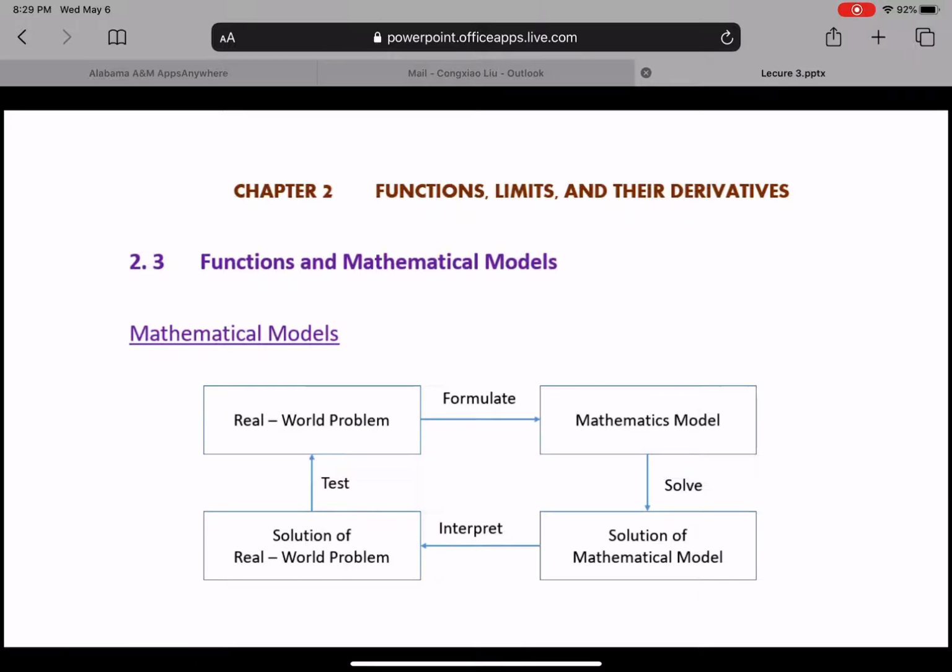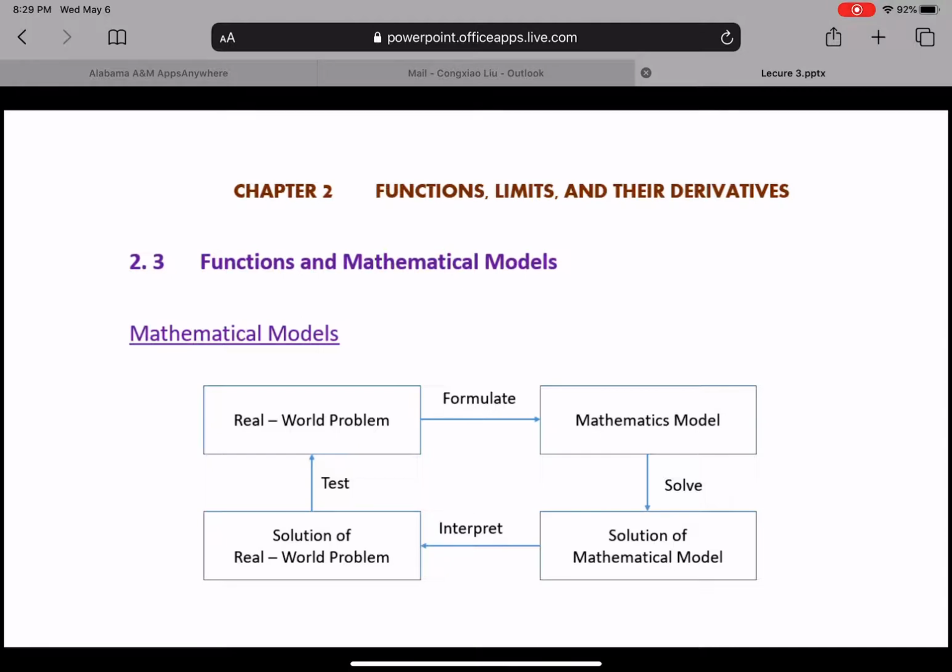So suppose you have a real-world problem, then you need to formulate the problem because the problem itself doesn't tell you anything about the equations or any math expressions. So we need to formulate the problem and set up some equations to solve. And we call that a mathematical model. And then we just solve this model and obtain some solution about this model.